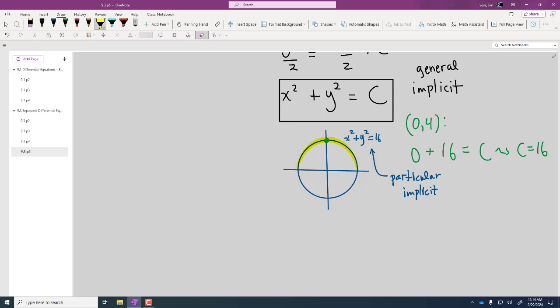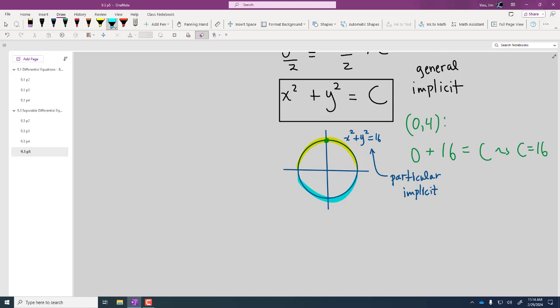This equation, x squared plus y squared equals 16, defines two implicit functions of x. There is the upper semicircle and the lower semicircle. Both of those are functions of x. Now, x squared plus y squared equals 16 obviously is not a function, but there are two embedded functions. There are two implicit functions.